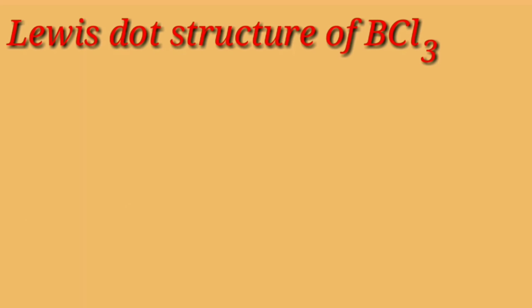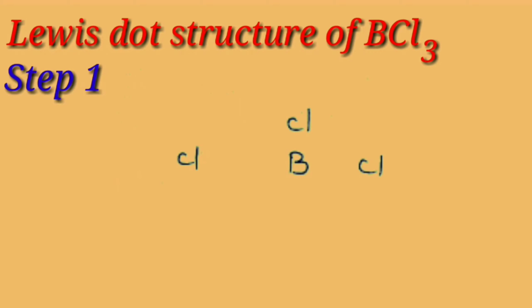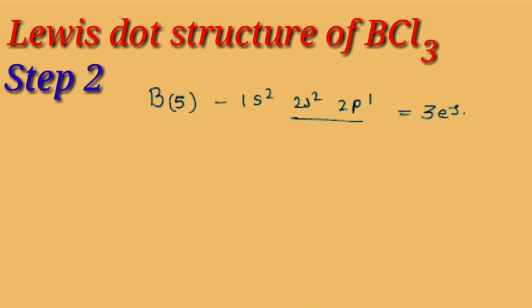Next example is boron trichloride. So first step is to arrange the atoms. So we need to place boron at the center, followed by 3 chlorine atoms around the boron atom. Second step is we need to count up total valence electrons. So over here, boron atomic number is 5. Its electronic configuration is 1s2, 2s2, 2p1. So we can say that boron has 3 valence electrons.